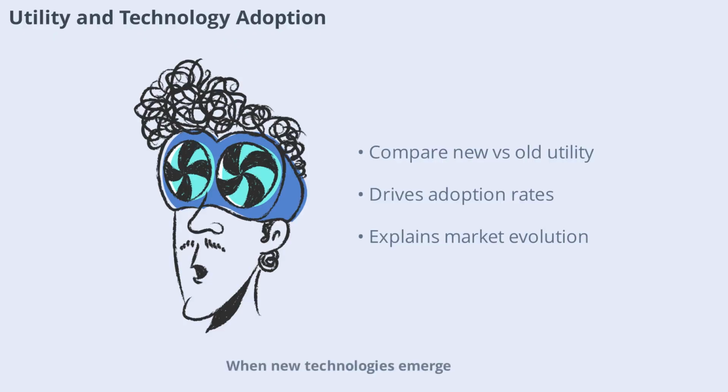When new technologies emerge, consumers evaluate the utility they provide compared to existing options. If the marginal utility of the new technology is higher, adoption rates increase. This process explains how innovations spread and markets evolve.